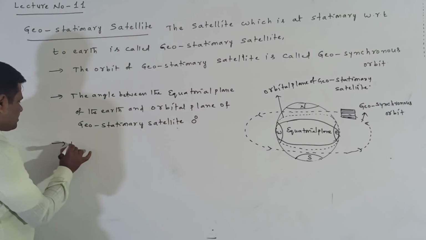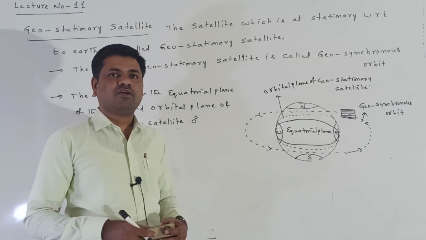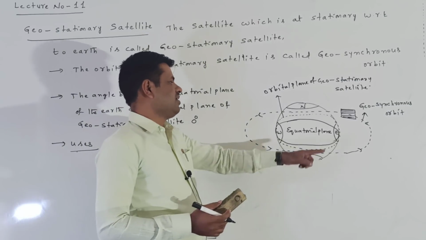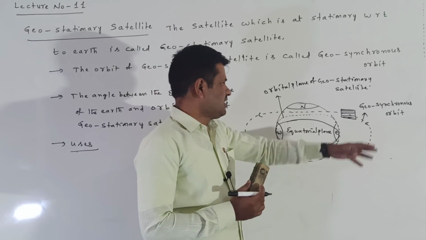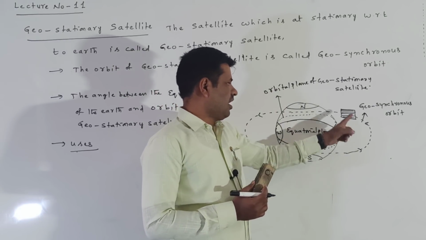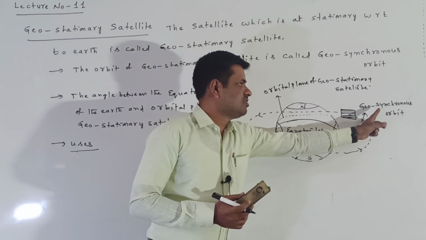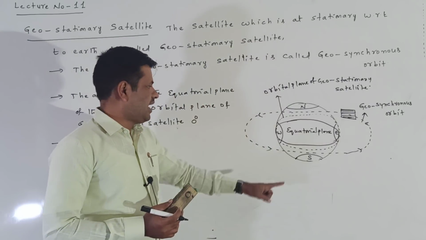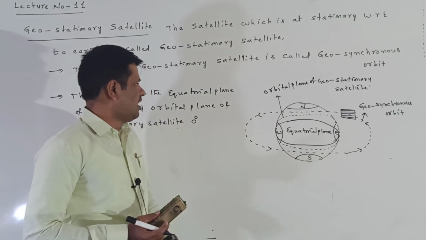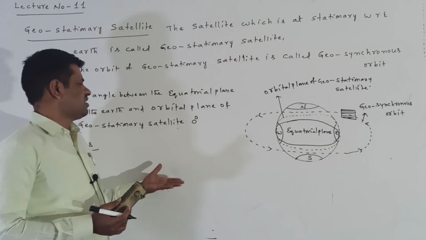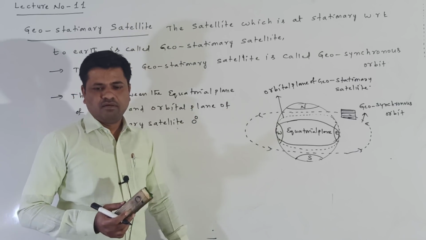Next, what are the uses of the geostationary satellite? Already we know that the geostationary satellite is always revolving from west to east direction of the Earth. What is the orbit in which the geostationary satellite is revolving? That orbit is called the geosynchronous orbit. The angle between the equatorial plane of Earth and the orbital plane of the geostationary satellite is 0 degrees. In the diagram we are showing this clearly.